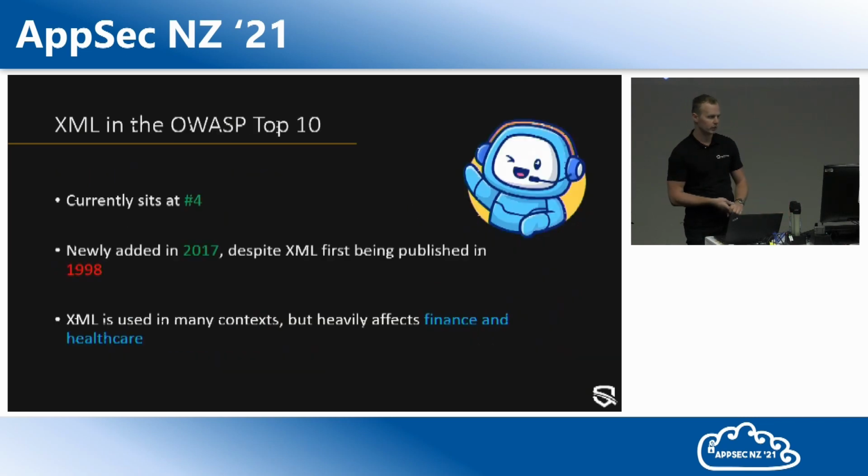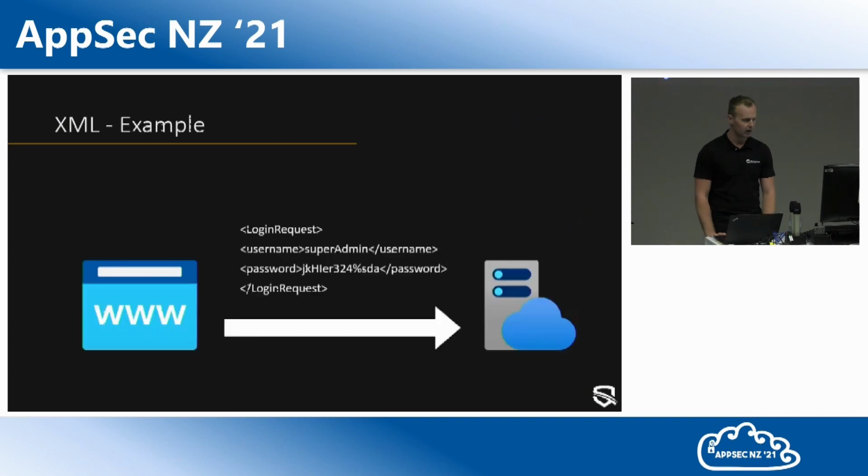So XXE being in the OWASP top 10, it currently sits at position number 4. It was put in there in 2017, just out of nowhere. So prior to 2017, it wasn't actually in the OWASP top 10 at all, which was interesting considering this has been an issue for servers and healthcare providers and financial institutes and things like that.